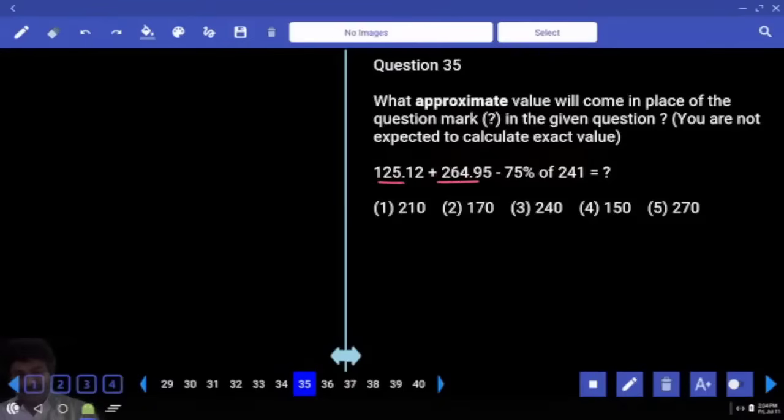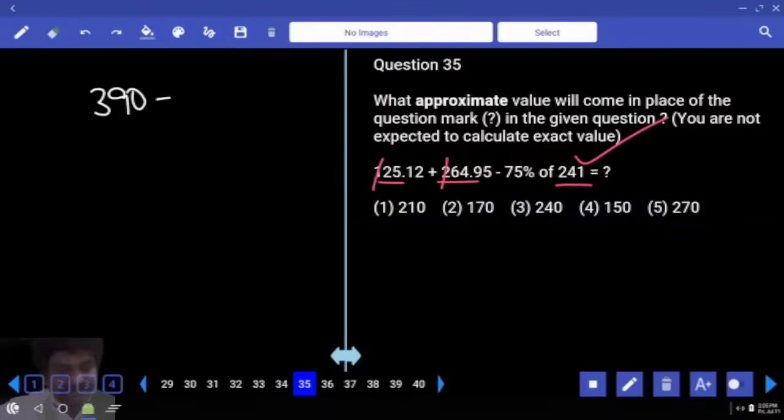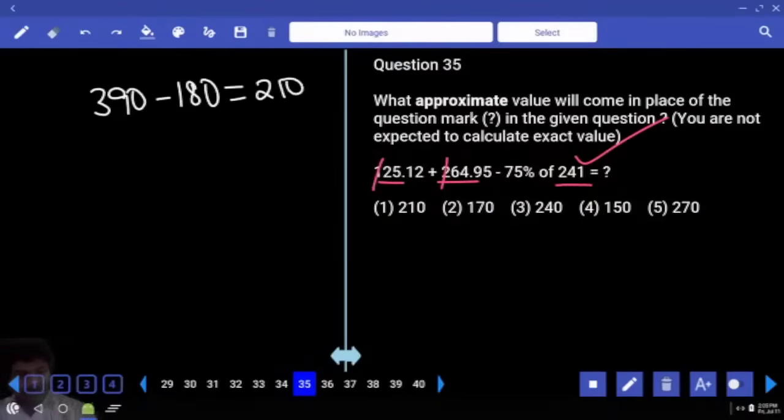125, 265, 100 plus 200, 300, 25, 65, 90 minus 75% of this number, half plus half. Half is 120, again half 60, both 180. Answer 210.